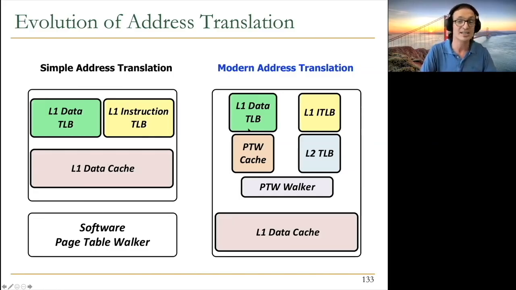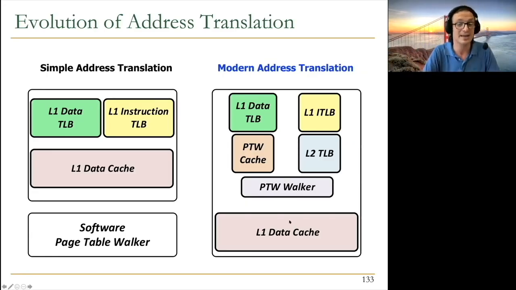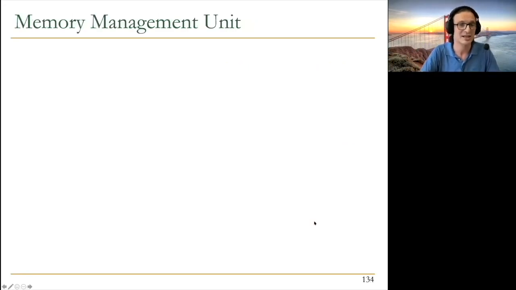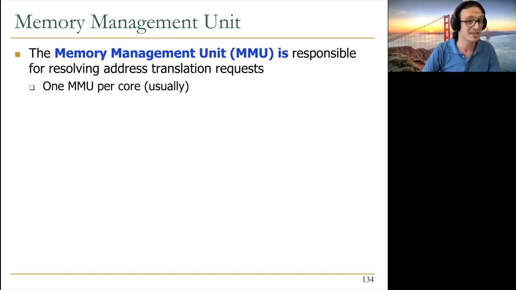Modern address translation is much more complicated. You can think of this as the modern MMU. You have L1 and L2 instruction TLBs, L1 data TLB, L2 TLB, a hardware page table walker, and a page table walker cache to cache the middle levels of the multi-level page table. So there's a lot that goes on. And then there's also clearly the cache. The memory management unit, we discussed it. It's the hardware that's responsible for resolving address translation requests. It's usually one MMU per core.